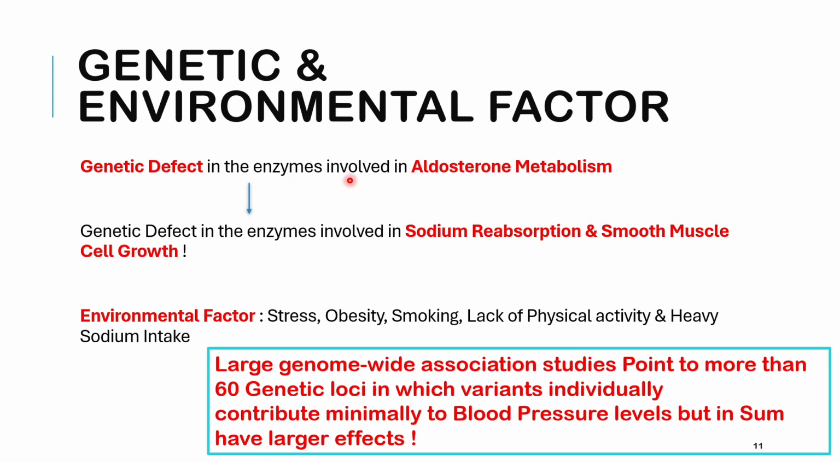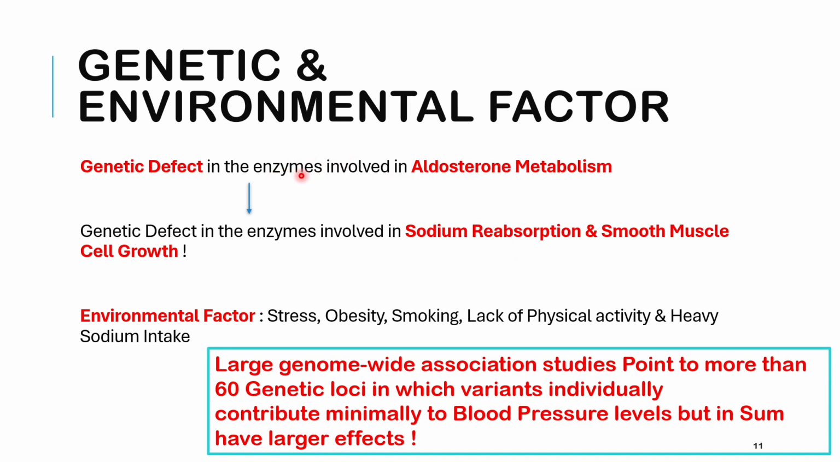In essential hypertension, it is believed that genetic and environmental factors are the key events for hypertension development. If you have a genetic defect in the enzymes that are involved in aldosterone metabolism, in an enzyme that is involved in sodium reabsorption, or in smooth muscle cell growth, then obviously you will have hypertension. Because if you have a defect in the enzyme of sodium reabsorption, then you will have more sodium reabsorption in your blood and the blood volume will increase, which will lead to hypertension.